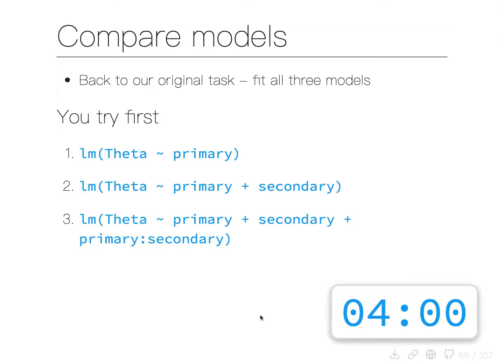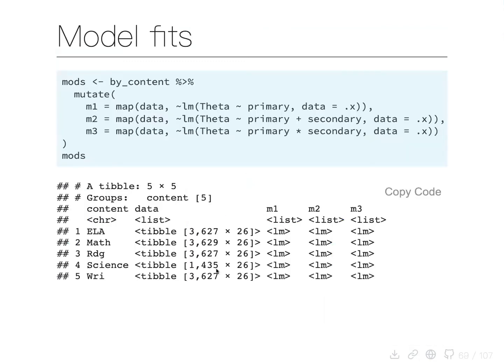Back to our original task. And again, I'm just going to illustrate this stuff so we can get through as much as we can in the time that we have left. We want to compare these different models. So first we need to actually fit all of these models. So what we can do is use a mutate, and then we can just say M1, M2, M3. We can map through data 3 different times and apply our 3 different models where we're using .x, right? So these map calls are all exactly the same as we've done before. They're just happening inside of a mutate call.